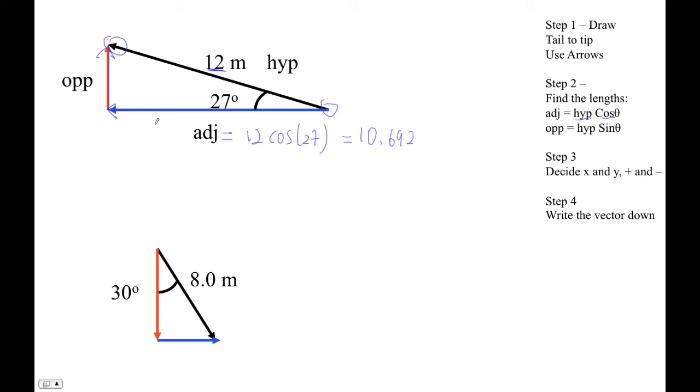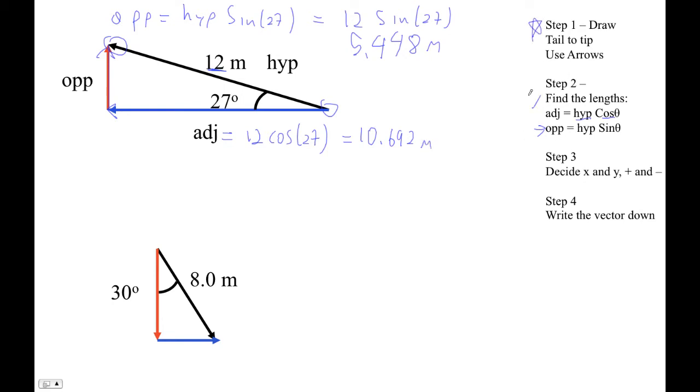That's what sine and cosine do. They do more than that, but that's one of the things they can do. And then this side here, the opposite side, is hyp sine 27. That's this guy here. So that's going to be 12 sine 27. Literally I'm typing 12 sine 27. If you're hyper OCD, you can say 12 times sine of 27, but most calculators will infer that you want to multiply. 5.448 is the length of that side. Since these are meters, these are both meters.